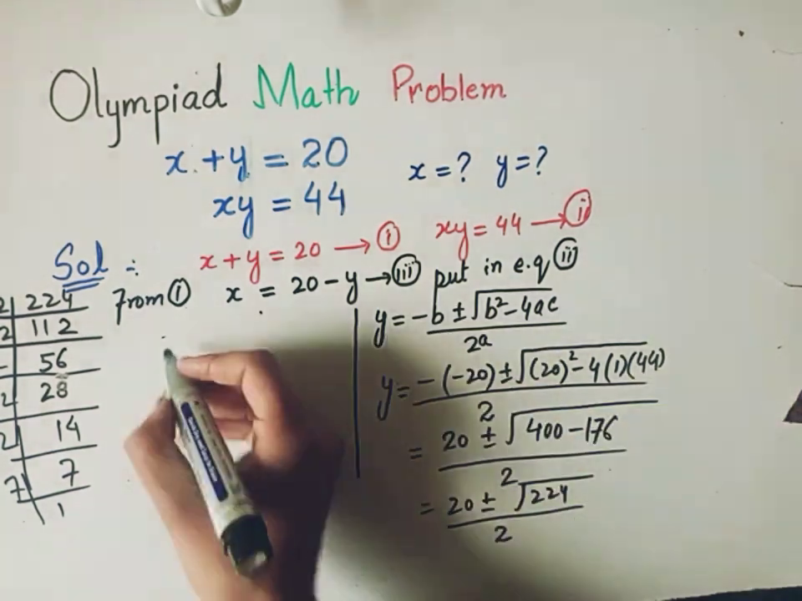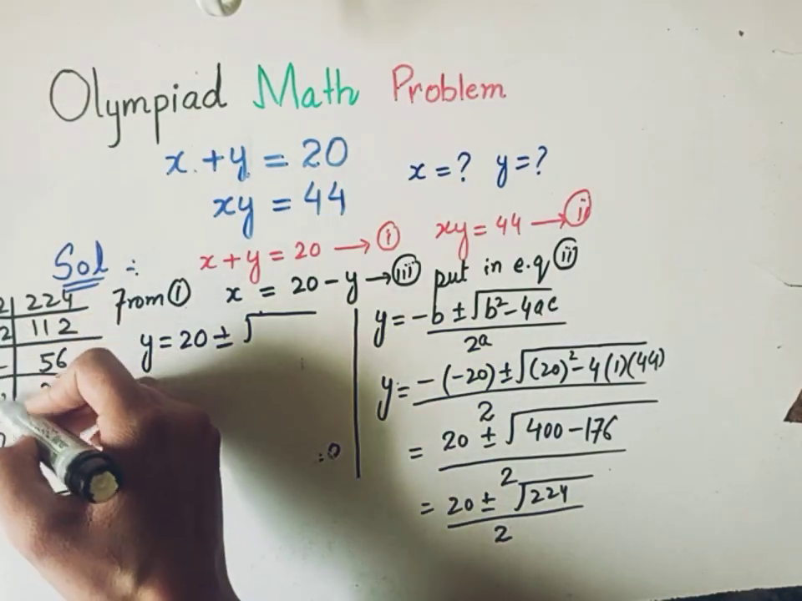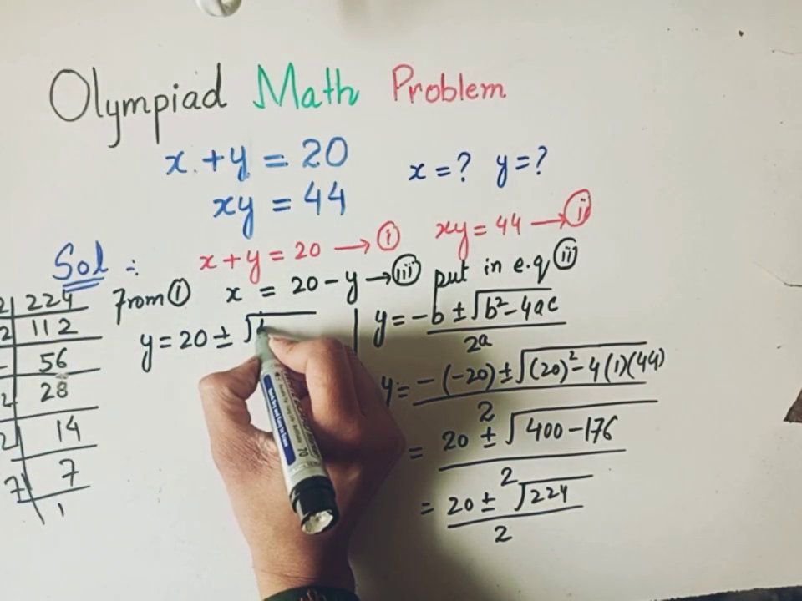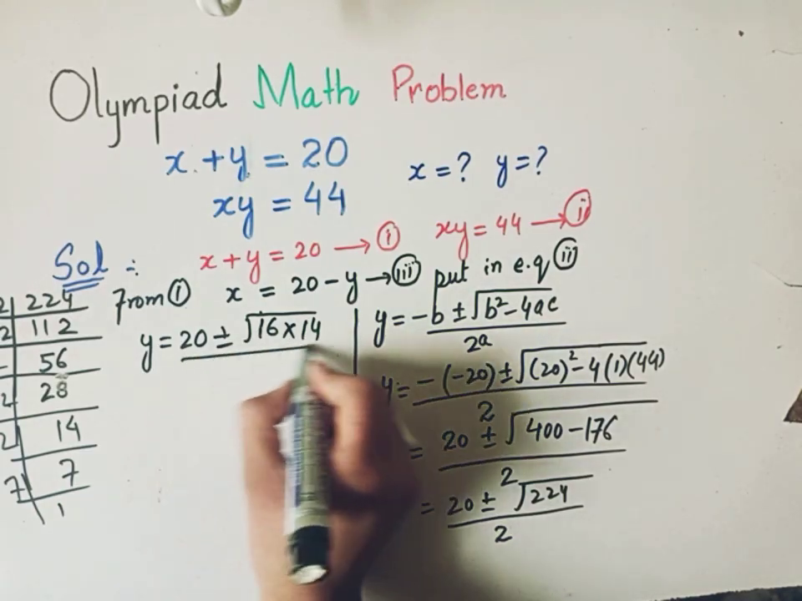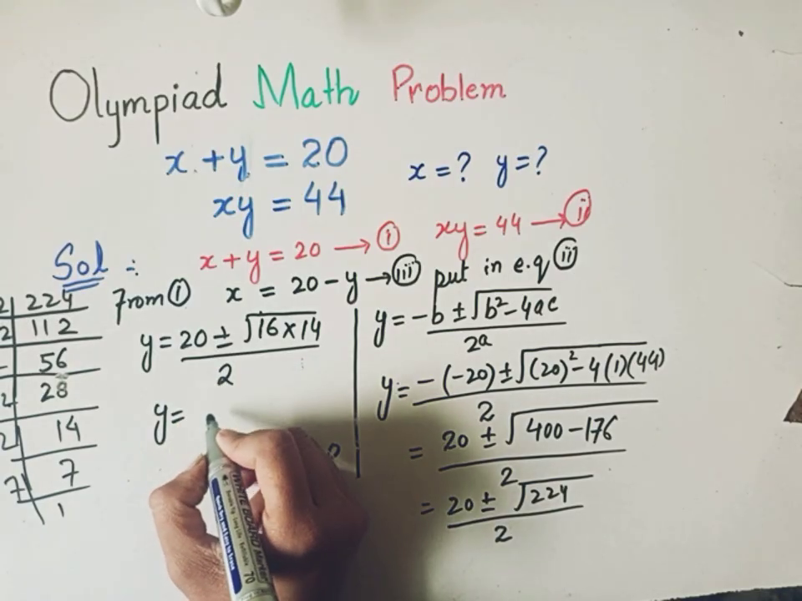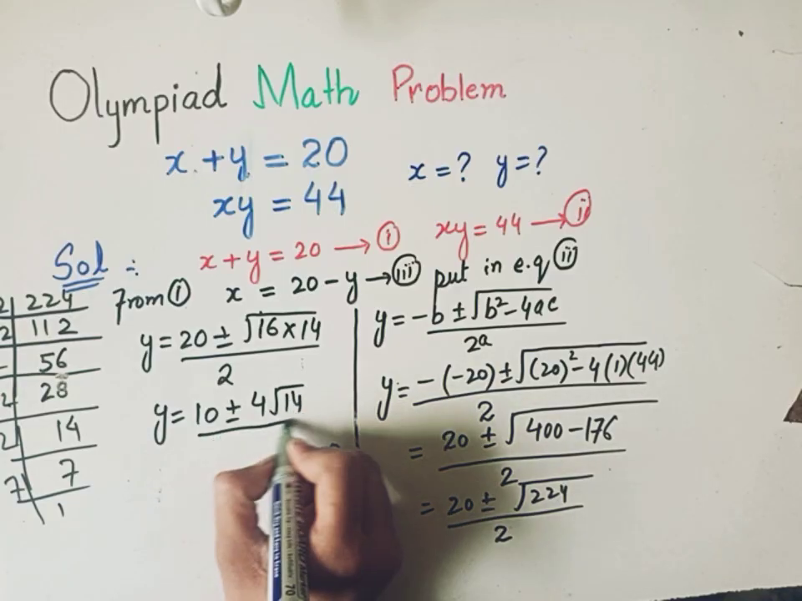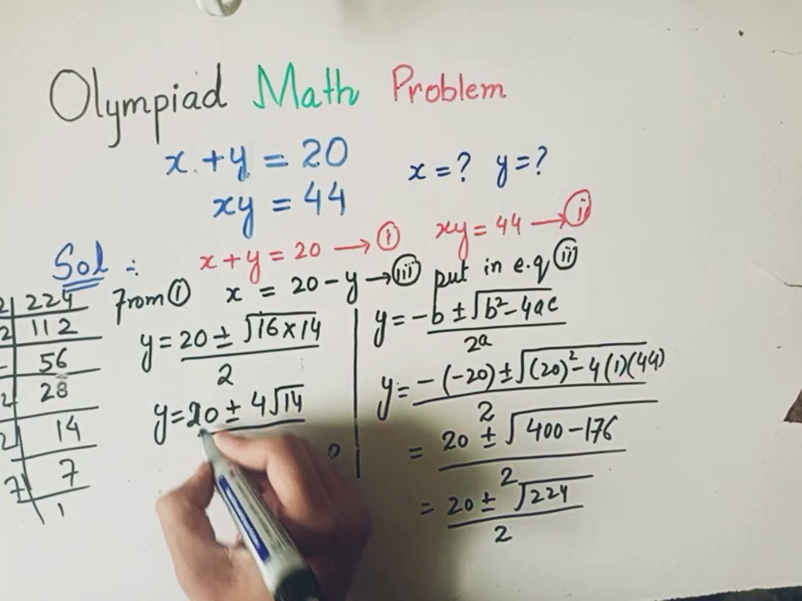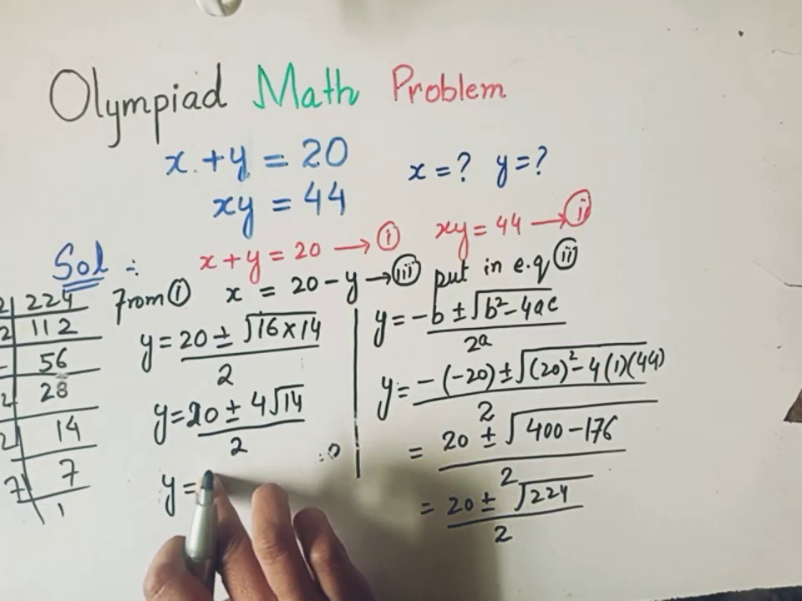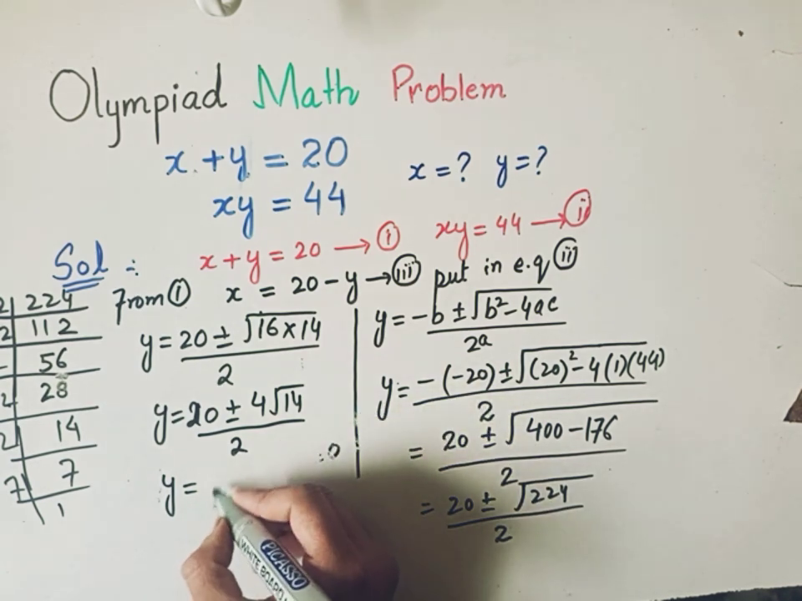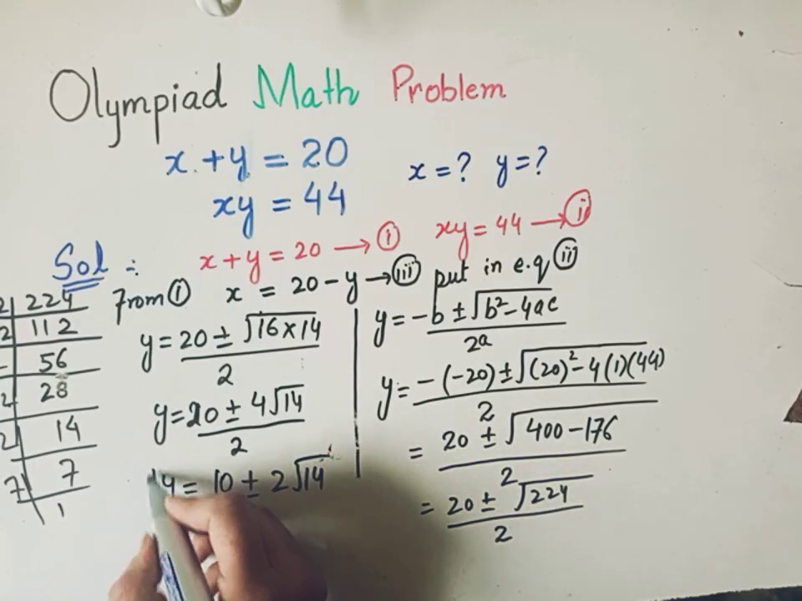We get y equals 20 plus minus root 224, which is 16 into 14, divided by 2. So, y equals 20 plus minus 4 root 14, divided by 2. So, when divided by 2, we get y equals, 20 divided by 2 is 10, 10 plus minus 2 root 14. So, this is the value of y.